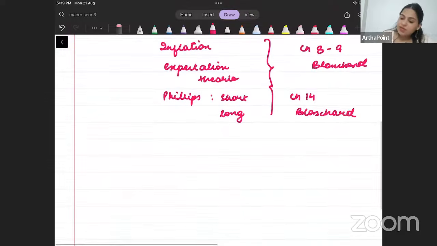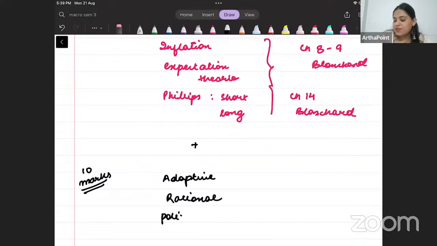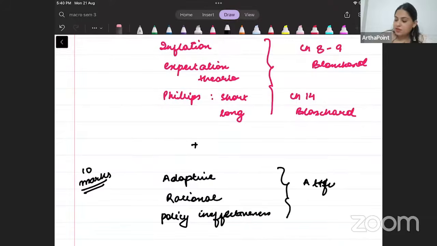Now, apart from this, there is a fixed question. I can bet that this will come for 10 marks. So we will get a question on adaptive expectation, rational expectation, और पॉलिसी इनइफेक्टिवनेस. इस पे मैं एक अच्छा सा आंसर लिखवाऊंगी जो हमें एज इट इज लिखना होगा एग्जाम में. So policy ineffectiveness. Beta, this we have to do from Attfield and Demery. And I am telling you, this usually comes as a 10 mark question. So, 10 marks ka hi aane wala hai.